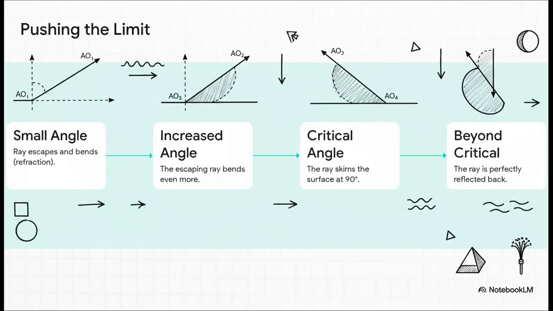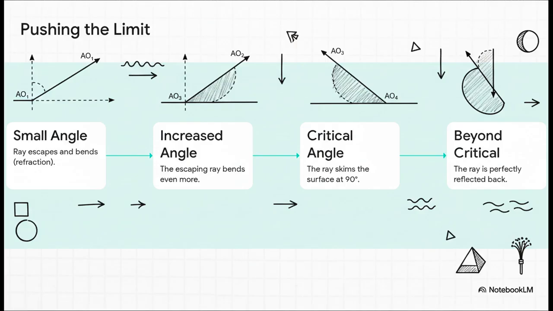Okay, let's follow these light rays one by one. Ray A01 hits the surface at a pretty small angle. It gets out, no problem, but notice how it bends away from that normal line. That's just standard refraction. Now look at ray A02. We're increasing the angle, and you can see the escaping ray bends even more sharply. Then, with ray A03, something incredible happens. We hit this perfect, precise angle where the ray bends a full 90 degrees and just skims right along the surface. It can't quite get out. This exact tipping point is called the critical angle.